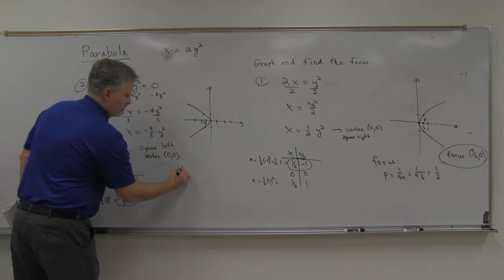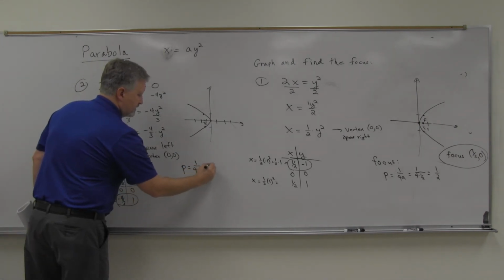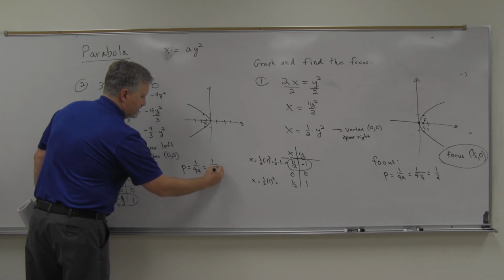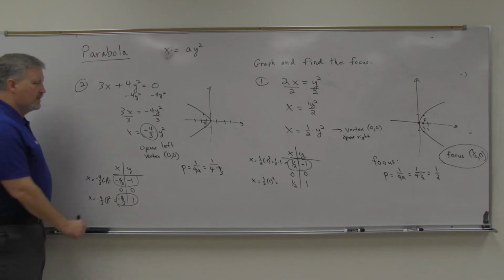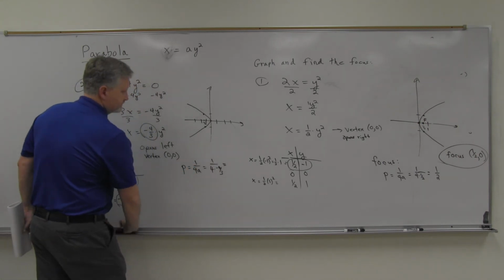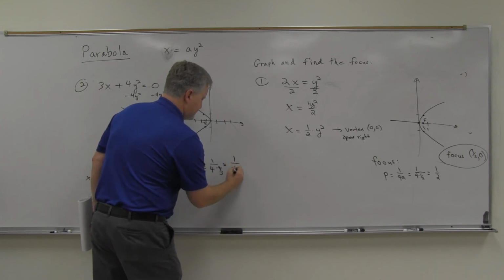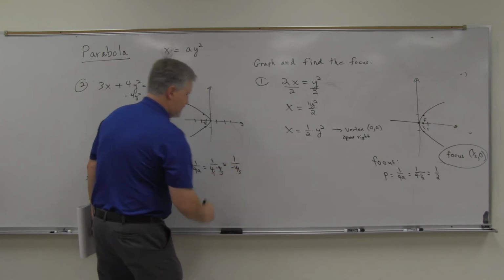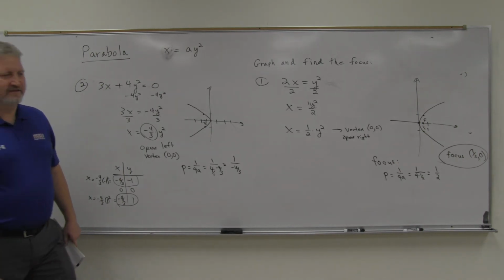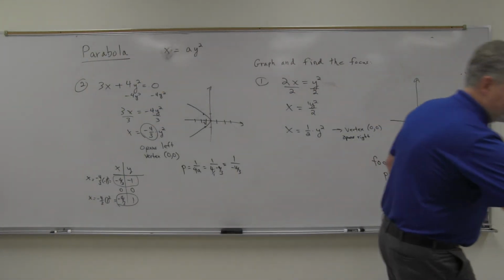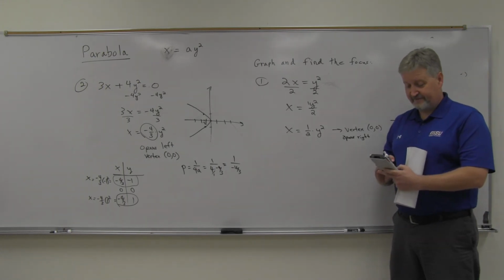Last but not least, we'll find the focus. P distance is 1 over 4a. So that's 1 over 4 times negative 4/3, right? That's my a right there. Which is 1 over negative 16/3, because that's 4 over 1. What's 1 divided by negative 16/3? You get the decimal of it, but can anybody tell me what fraction that is, simplified?